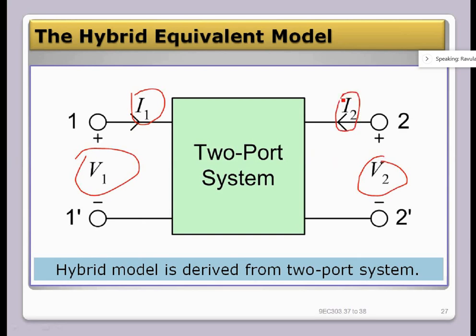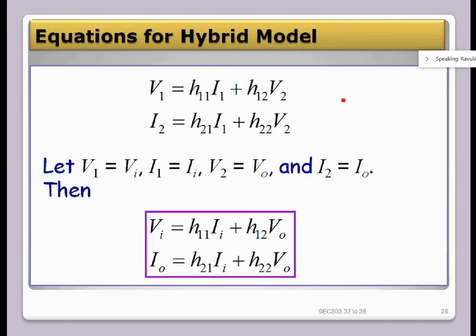Okay. So now the standard equations for this hybrid model are V1 equals H11 I1 plus H12 V2, and I2 equals H21 I1 plus H22 V2. If you see, the I1 and V2 are common in both the equations of V1 and I2, whereas only the hybrid parameters are changing here, that is H11, H12 and H21, H22.